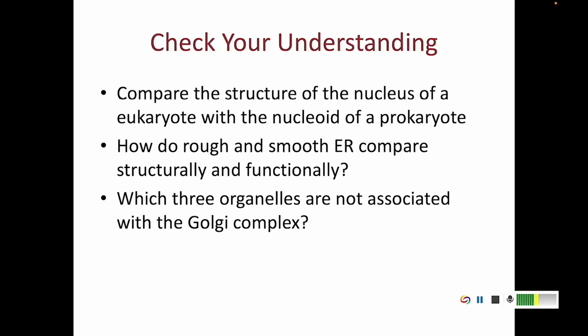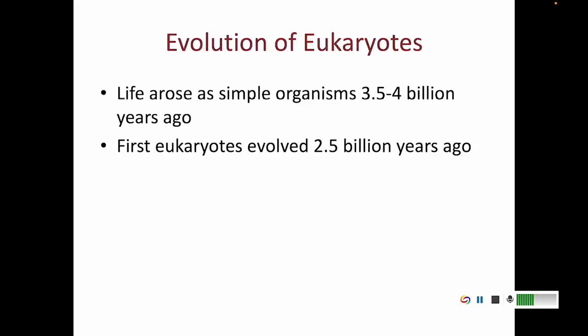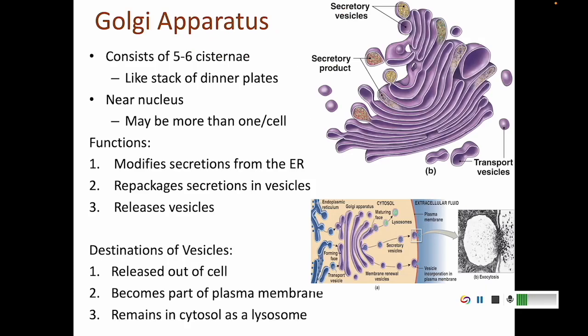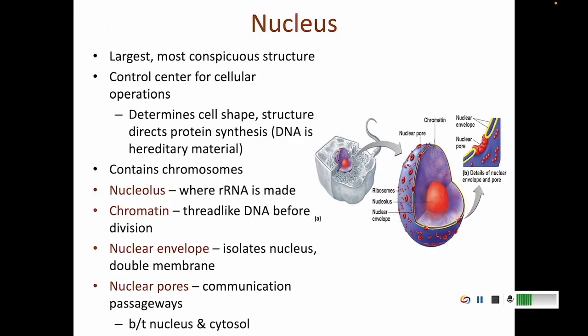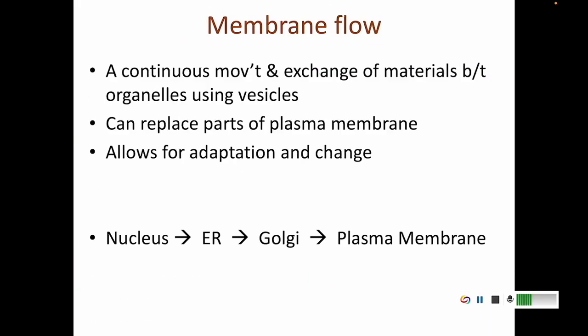Okay, you are able to tell me now, what is the structure of a nucleus of a eukaryote? How does that compare to the nucleoid of a prokaryote? How do rough and smooth ER compare structurally and functionally? What organelles are not associated with the Golgi complex? And at no point did we discuss lysosomes. Did we lose lysosomes? Okay, well, let's talk about lysosomes because apparently we've lost that slide.